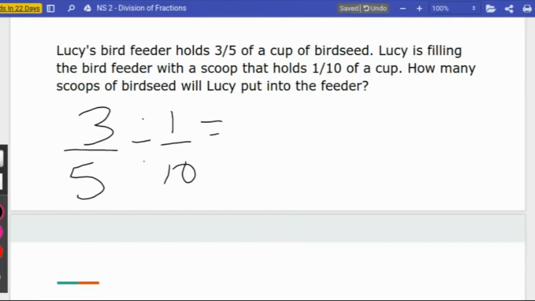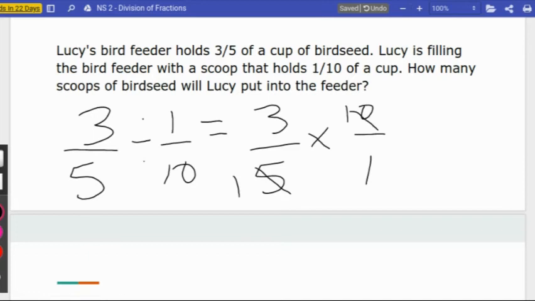So when we rewrite that, we freeze that first one. She has 3/5, or the feeder only holds 3/5 of a cup. Switch it to multiplication and flip that second one, use the reciprocal. I'm going to simplify first by dividing by a factor of 5 because it makes my numbers way smaller and way easier in the end.